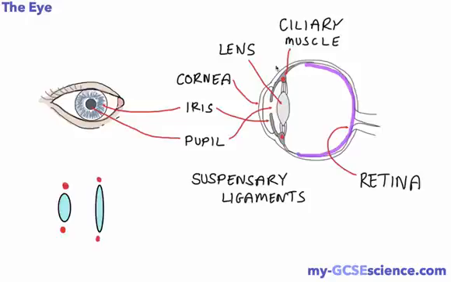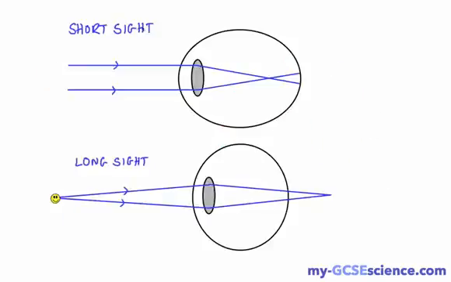The last quick label is the suspensory ligaments, and these are just ligaments that help to hold the lens in place, and they also contribute a little bit to changing the shape of the lens. Okay, so that's just a little bit of memory work that you have to get through, that you have to know for the exam. What we're going to look at next is this idea of short sight and long sight, and what we can do to help correct that.